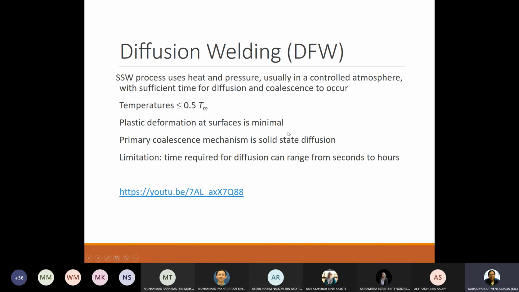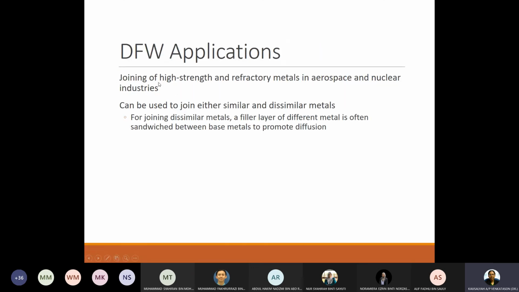Okay, and then we have diffusion welding. This process uses heat and pressure, usually in a controlled atmosphere with sufficient time for diffusion and coalescence. So the temperature should be less than half of the melting temperature. So plastic deformation at surfaces is minimal. The primary coalescence mechanism is solid state diffusion. The limitation for this process is the time required for diffusion, which can range from seconds to hours.